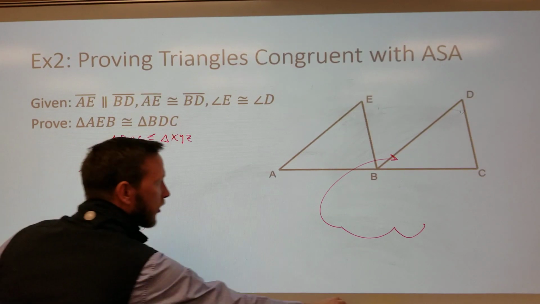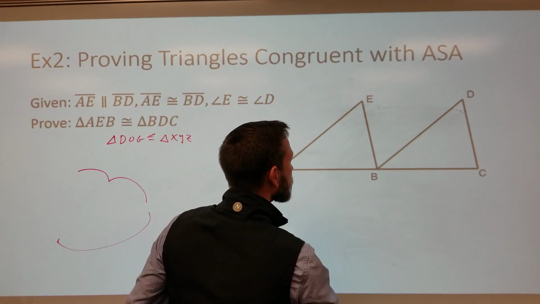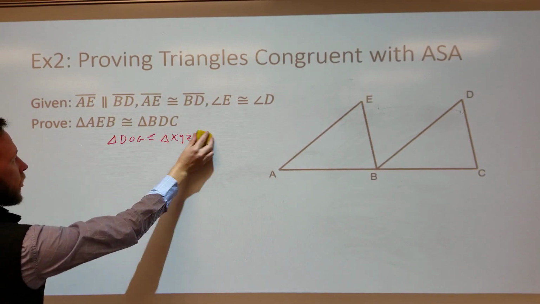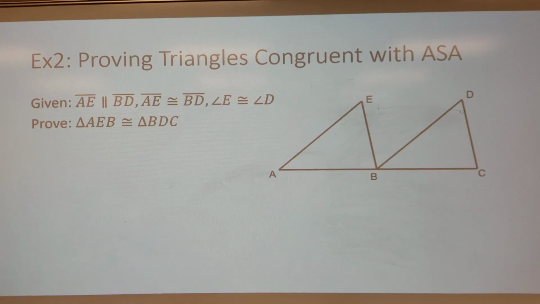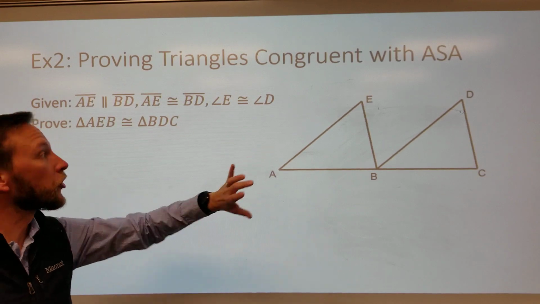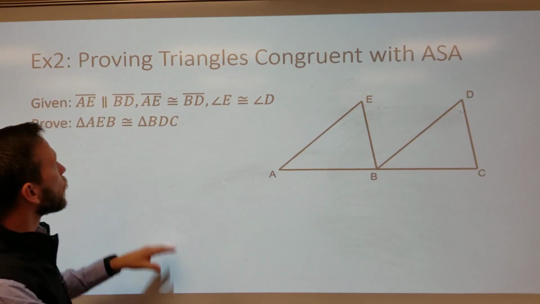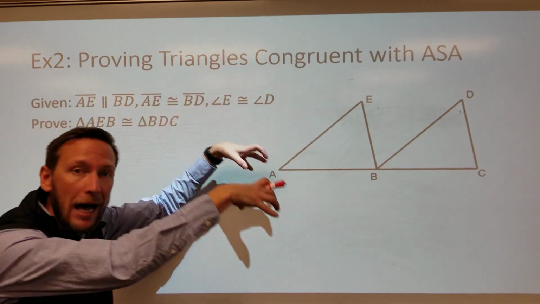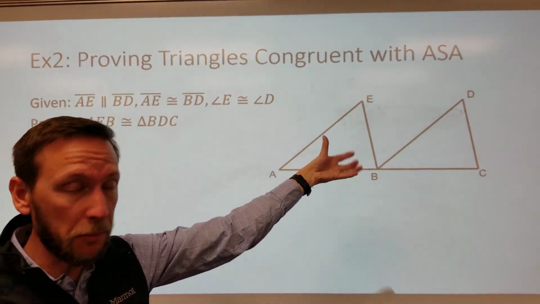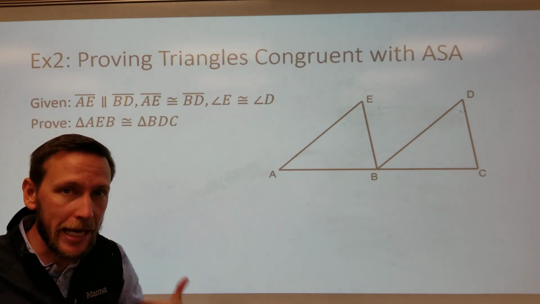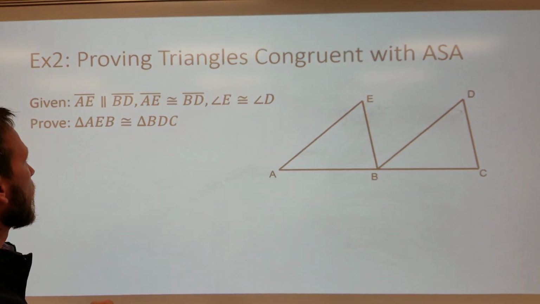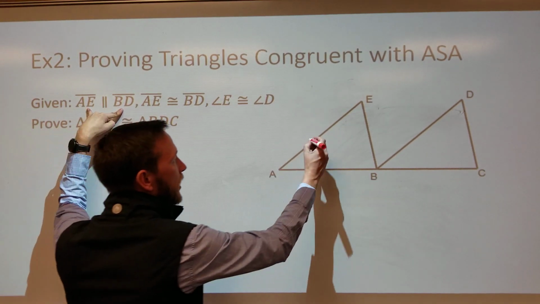Proving triangles congruent. Take a look at this situation. Draw that picture to the best of your ability, and then let's mark the things in the picture that we know based off of this given information. Being able to read this given information and apply that to a picture that is relatively blank is extremely helpful in the proof process. So here we know that AE and BD are parallel.